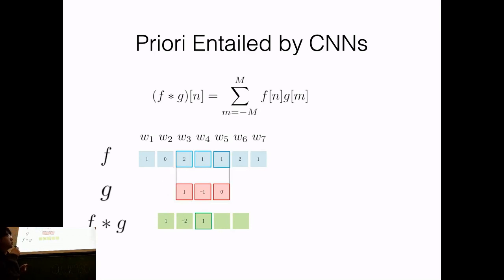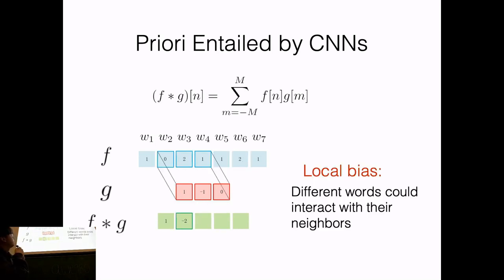So here I just want to raise a question. That is, what types of priori are entailed by the convolutional neural networks? As you can see from this figure, here we just instantiate f as different words, W1, W2, and W7. So the first priori entailed by the convolutional network is the local bias. It means the different words could interact with their close neighbors.